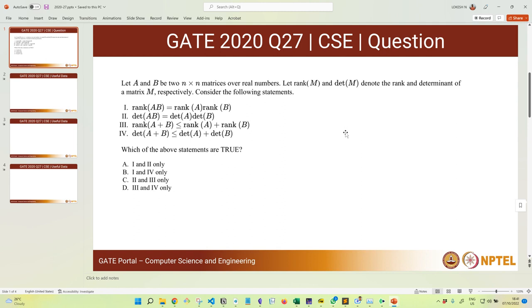So, in the interest of time, I'll go to this question and we'll perhaps revisit the same question again. This is GATE 2020, question number 27. Here they have given us two matrices, A and B. They are square matrices, n cross n. This question is on rank, rank of m and determinant of m. They are asking which of the following statements are true.